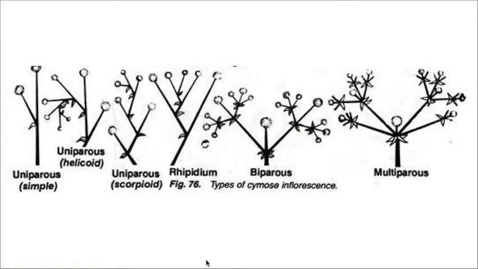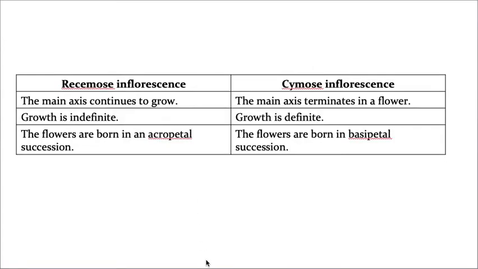I pasted this image. Now let us take the difference between racemose inflorescence and cymose inflorescence. In racemose the main axis continues to grow, whereas in cymose the growth is arrested because the terminal flower matures, whereas it remains as a bud in racemose. Growth is indefinite in racemose, whereas in cymose growth is definite. Flowers are arranged in acropetal manner in racemose, whereas in cymose they are basipetal. So these are the differences between racemose and cymose inflorescence.